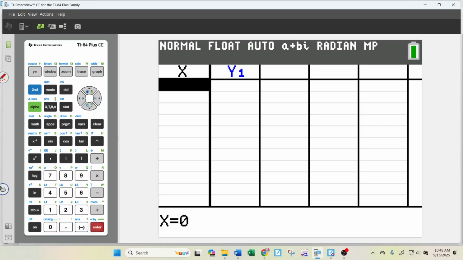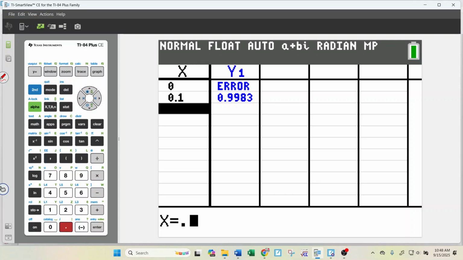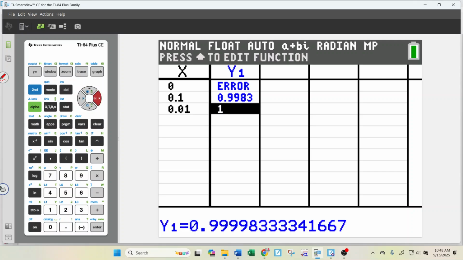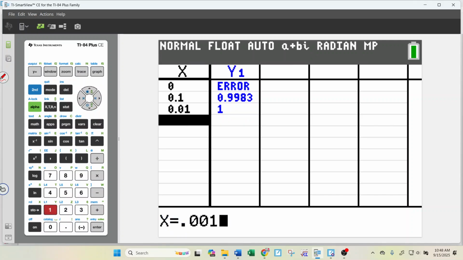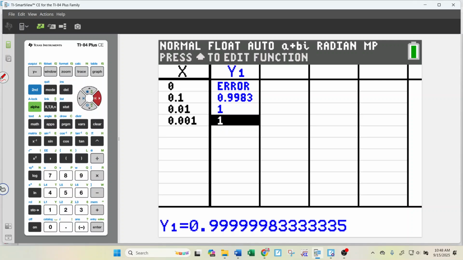Let's put in a number close to 0. 0.1. I get 0.9983. Let's put in a number closer to 0. 0.001. It says 1, but it's not 1. So let's put in a number closer to 0. Once again, it says 1, but it's not 1. But what's it appear as we get closer and closer to 0? This gets closer and closer to 1.